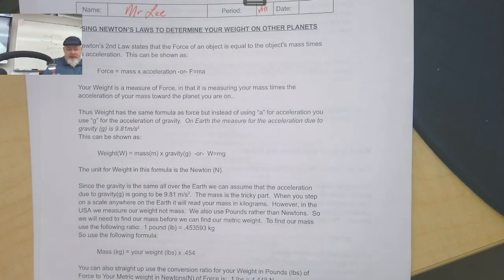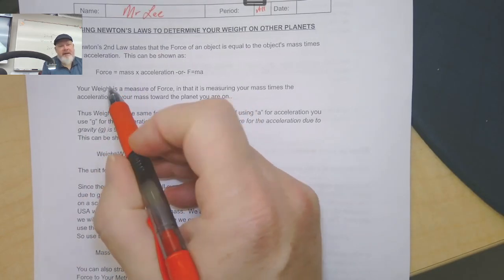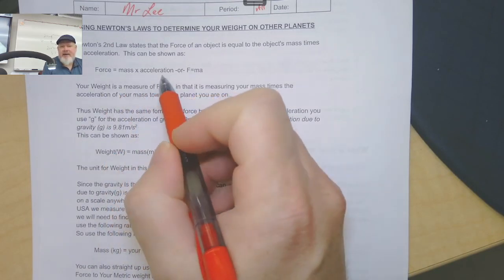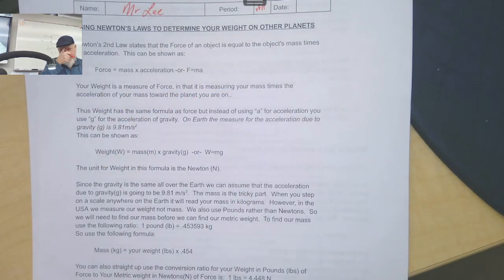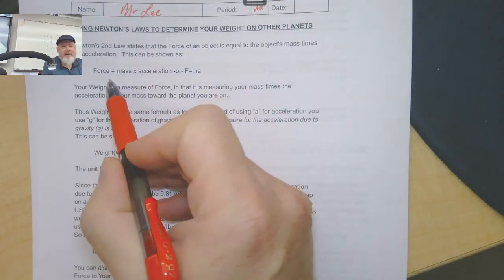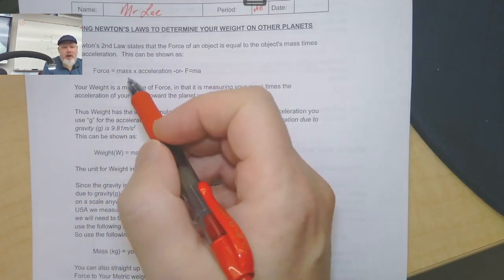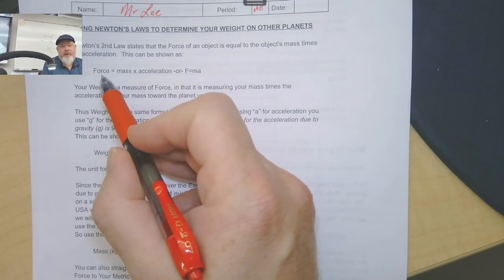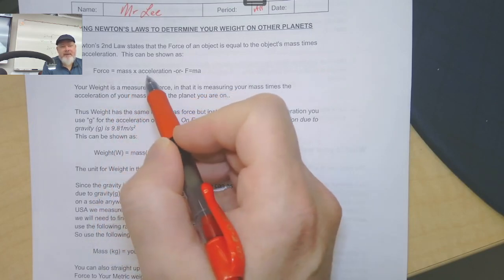Pretty simply, we start off with our Newton's second law. Newton's second law is basically the force equals mass times acceleration problem. I know when you did the worksheet, it was acceleration as a measure of mass and force, but it's really the same formula, just reworked to solve for force. So force is mass times acceleration.